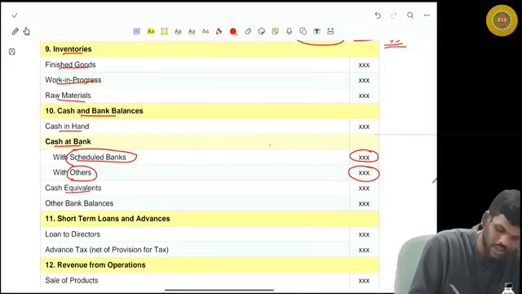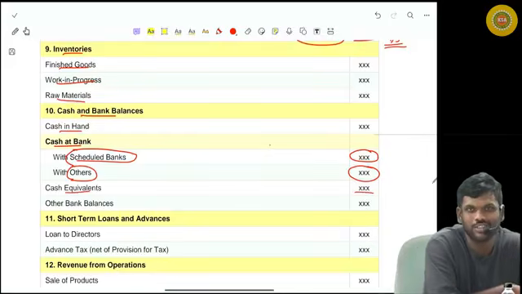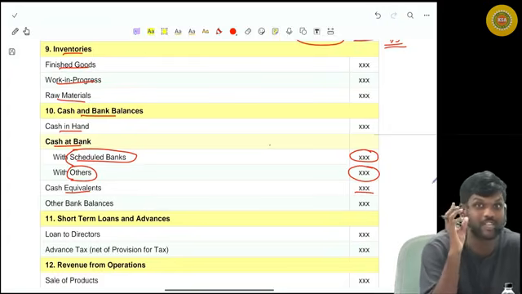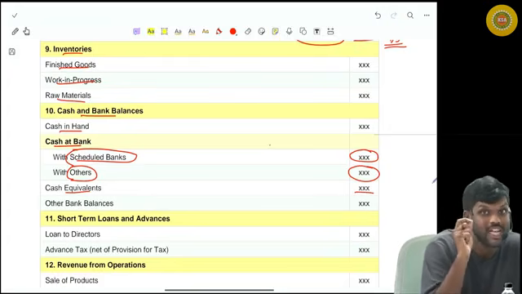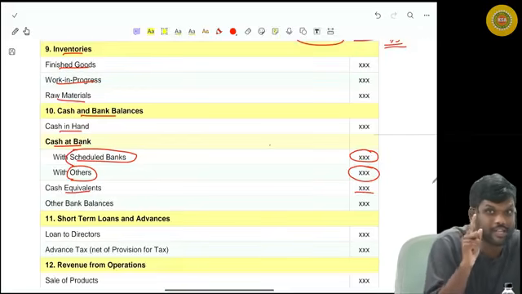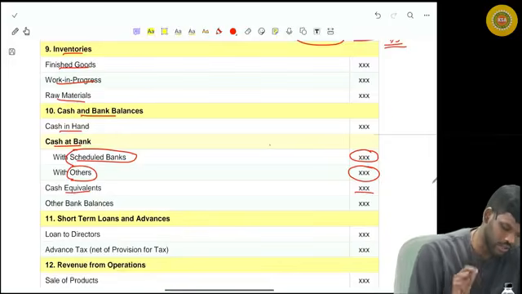And then cash equivalents, you would have learned this. Cash equivalents are short-term, highly liquid, marketable securities that are due for a short period of time, that is 3 months, that are readily convertible into cash. Short-term, highly liquid, marketable securities that convert to cash within 3 months. You would have learned this definition in AS 3. Those cash equivalents also will come here.